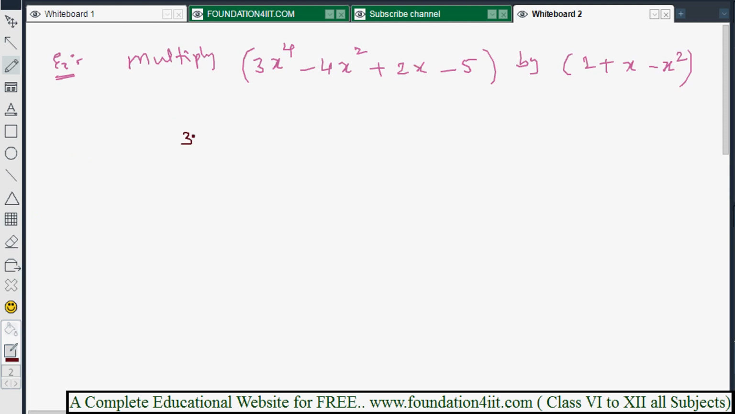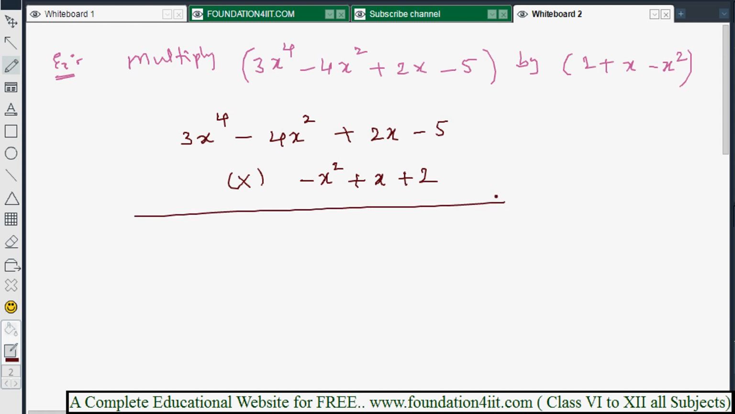That is, write in order. So 3x power 4 is already in order in the question itself, minus 4x square. There is no x cube term, so write it like this, plus 2x minus 5. Okay, this I need to multiply with, write in order, 2 plus x minus x square. If you write in order, that is minus x square plus x plus 2. Okay. Now first of all take minus x square and multiply each and every term on top.